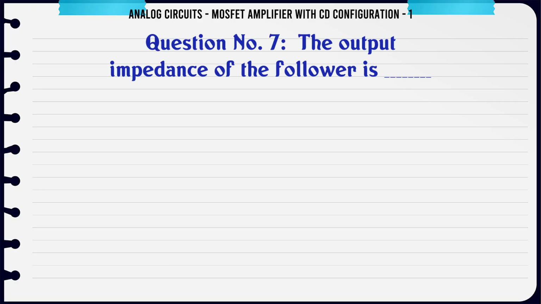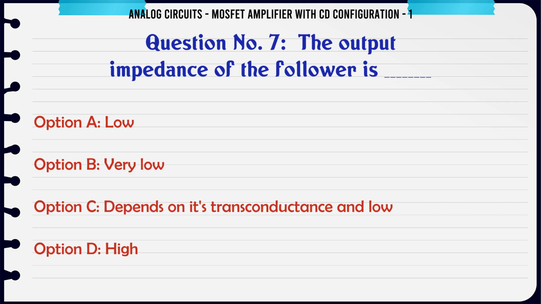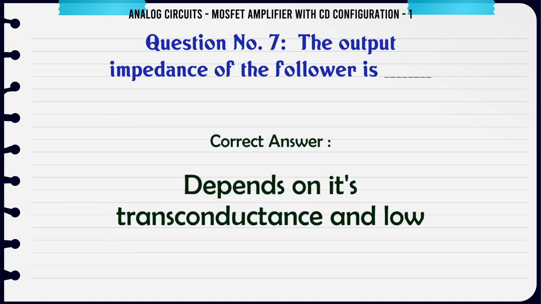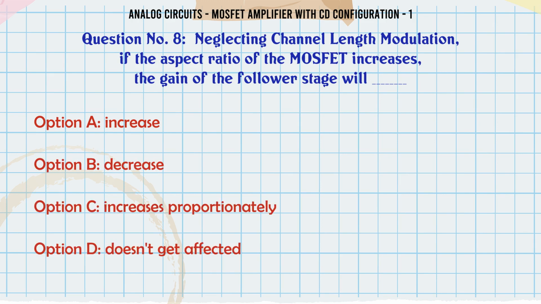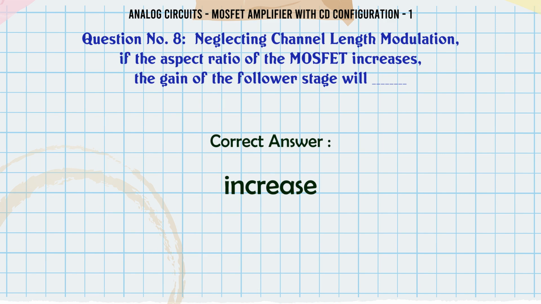The output impedance of the follower is A low, B very low, C depends on its transconductance and low, D high. The correct answer is depends on its transconductance and low. Neglecting channel length modulation, if the aspect ratio of the MOSFET increases, the gain of the follower stage will A increase, B decrease, C increases proportionately, D doesn't get affected. The correct answer is increase.